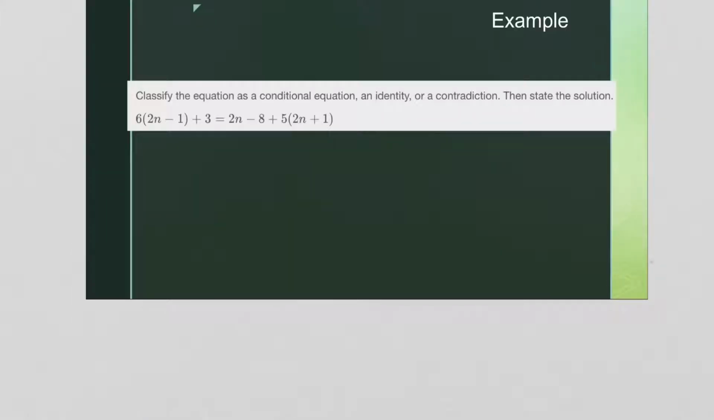All right, so this question says classify the equation as a conditional equation, which means you actually get a solution, x equals blah, blah, blah, or an identity, which means that you have many solutions. There are a whole bunch that would work. All real numbers would work. Or you have a contradiction, which means there are no solutions. And then they want us to state the solution, if there is one. All right, so let's go ahead and distribute twice.